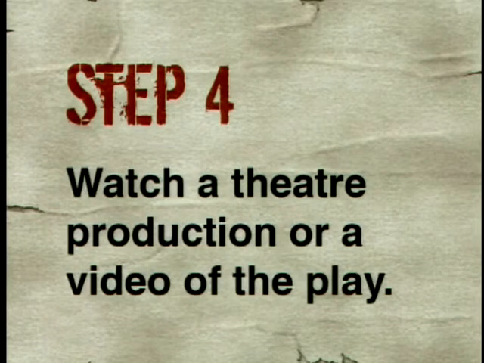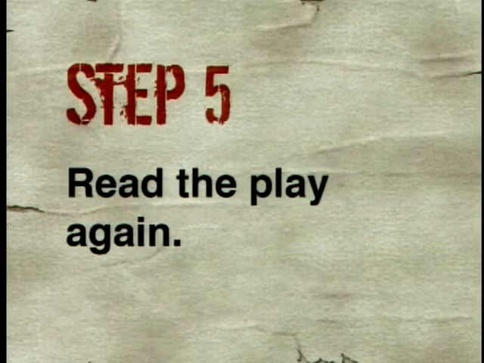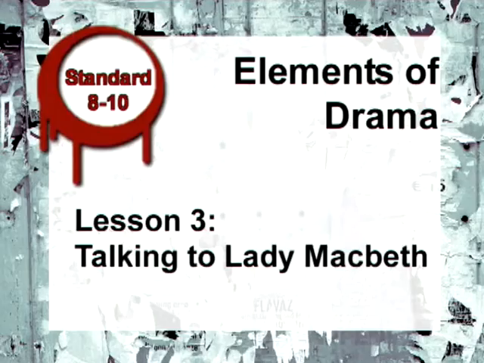Let's move on to step 4. Watch a theatre production or video with your copy. And lastly, step 5. Read the play again and concentrate on identifying the themes. By now, you should have a good understanding of the key passages. At this stage, you should concentrate on the themes represented in the play.